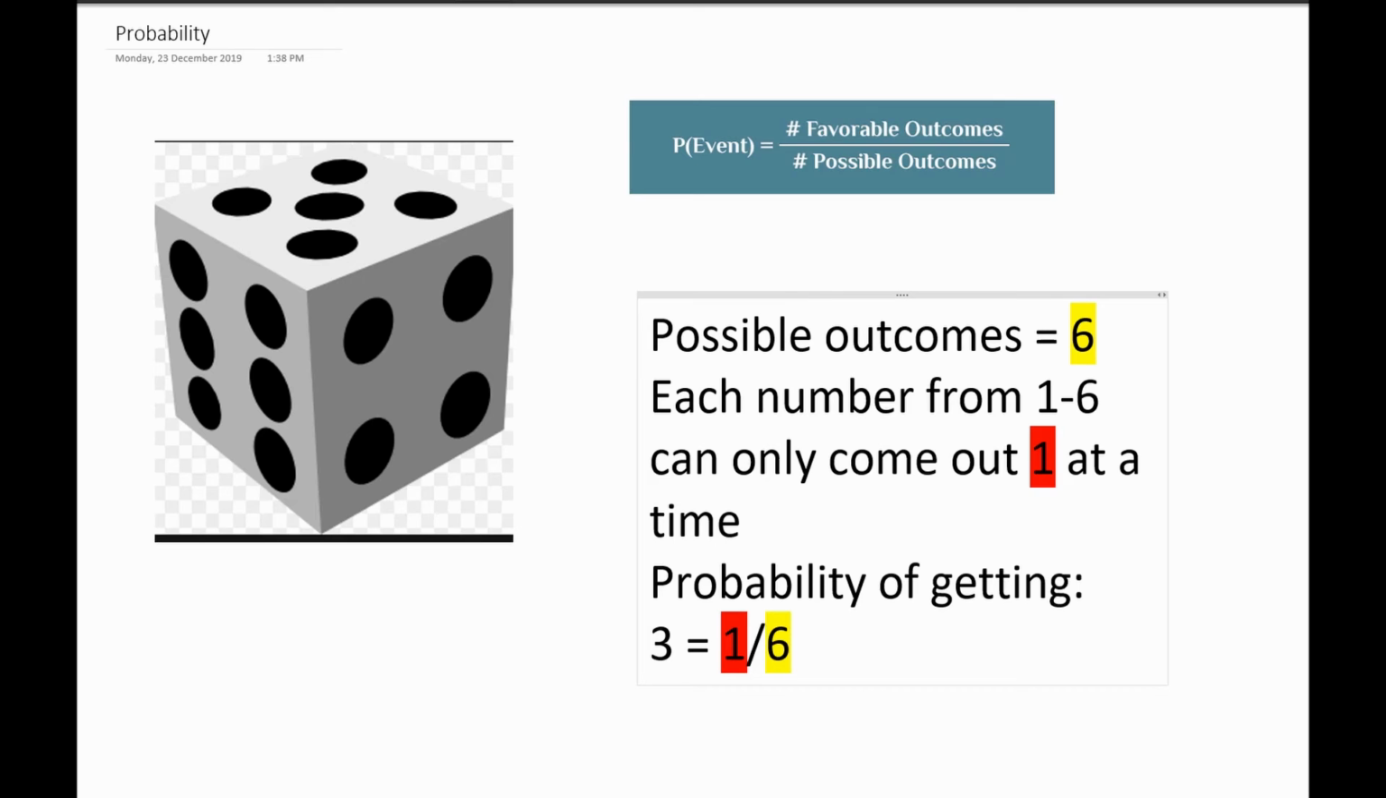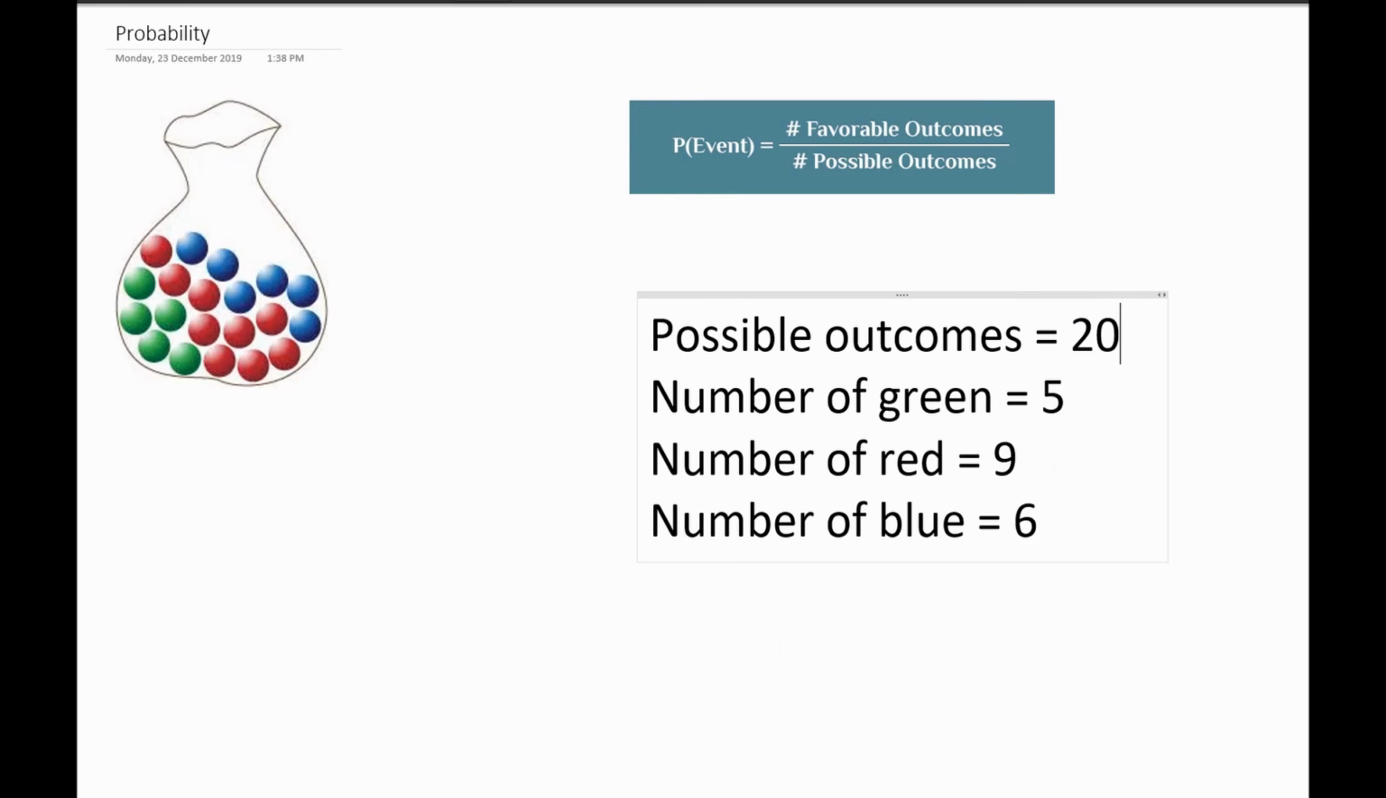If you compute that, the probability of getting 3 if you throw a die is 1/6 because there's only one 3 there and there are 6 possible outcomes, thus giving us the probability of 1/6. Same if you're trying to get 5. The probability of getting 5 is 1 out of 6 possible outcomes, so it's 1/6.